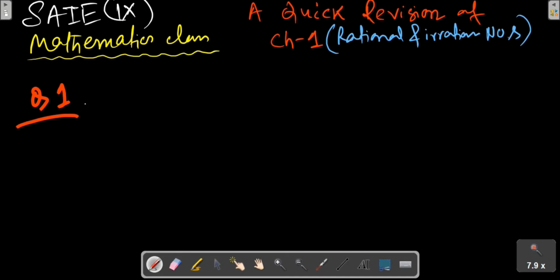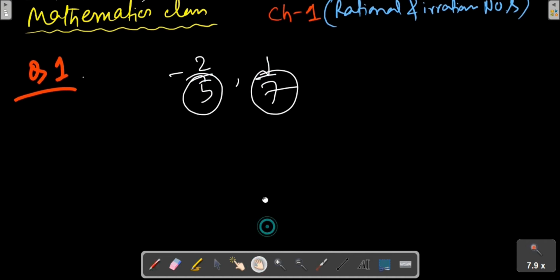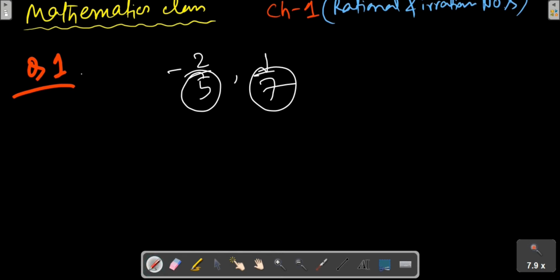Just checking a few sums from the book. So suppose the numbers are minus 2 by 5 and 1 by 7. Whenever the numbers are like this, first of all you need to make their denominators the same. When you see the denominators have become the same, then you need to see how many rational numbers you need to put. So first of all let us make their denominators the same.